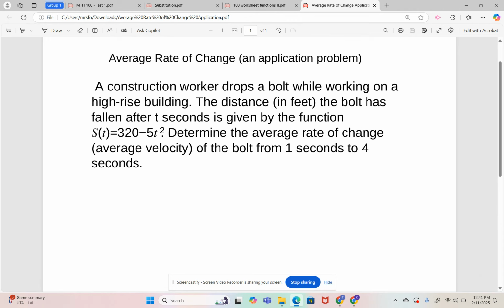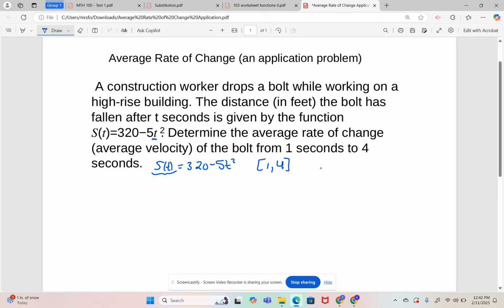So average rate of change. It says a construction worker drops a bolt while working on a high-rise building. The distance the bolt has fallen after t seconds is given by this function. So t is your input, s of t is your output. Determine the average rate of change of the bolt from 1 to 4 seconds. So we're using s of t equals 320 minus 5t squared, and we're looking from going 1 to 4 seconds.